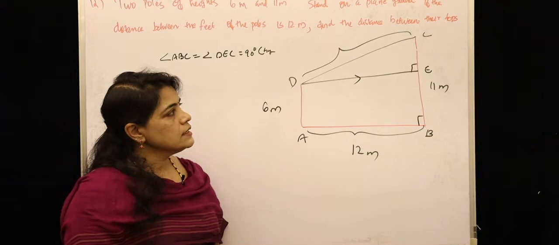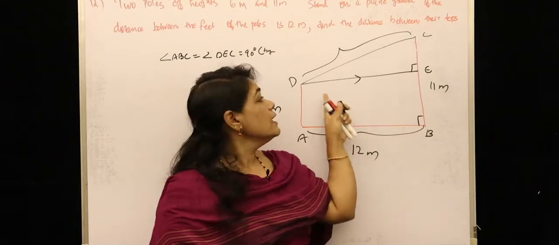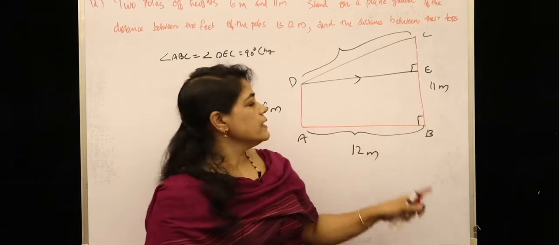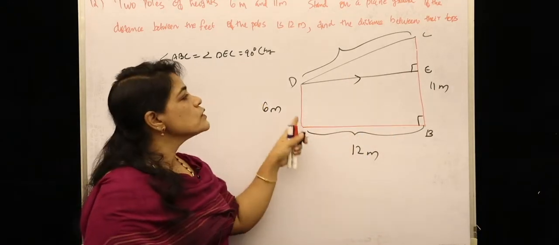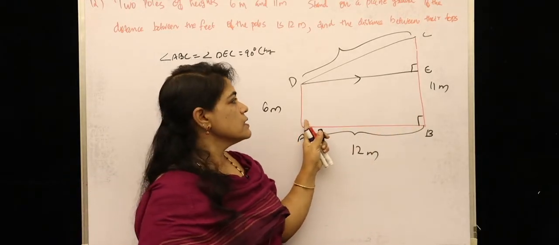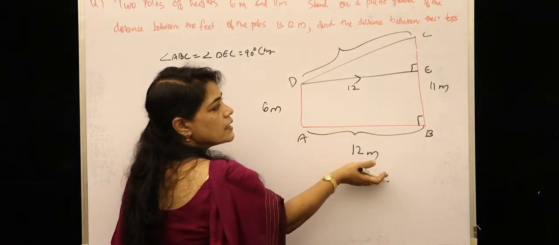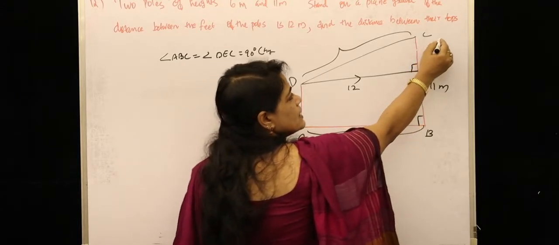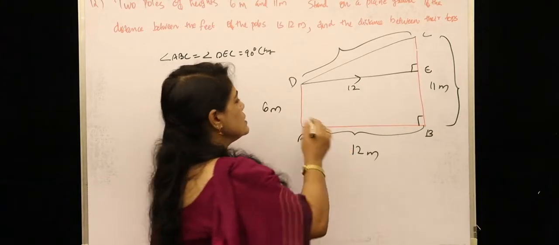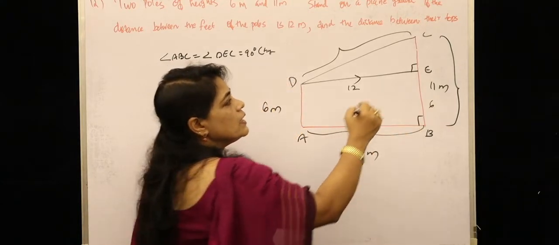See children, this DC now comes as one side of the right triangle DEC. We can call this a right triangle. Since this is parallel, this will make a parallelogram, or rectangle precisely. So children, this will be 12 meter. This is also parallel to this AB side. The whole side BC is the height of the pole, 11. This one is 6 meter, so BE is also 6 meter. So the remaining will be 5 meters.